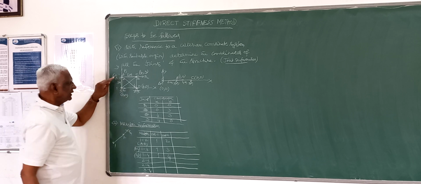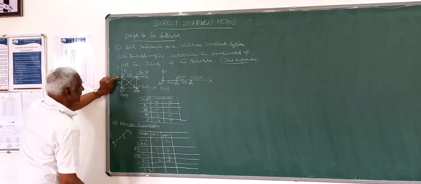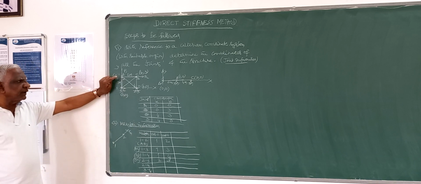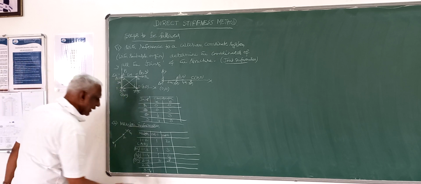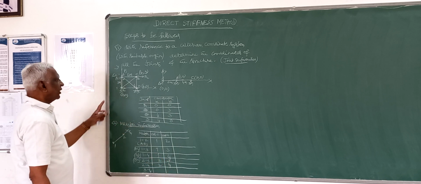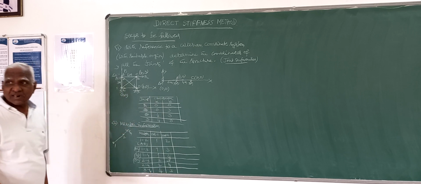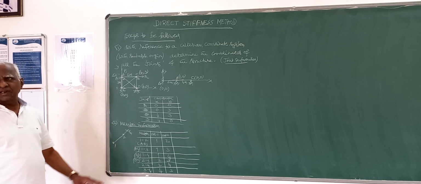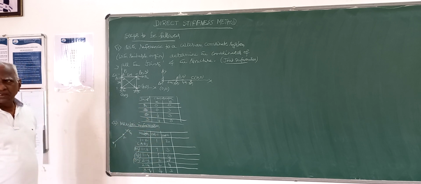For 2, 3, the N1 will be 2 and N2 will be 3. The 2, 3 is the BC member, so you can select N1 as 2 and N2 as 3. Likewise, for the 2, 4 member, you can select N1 as 2 and N2 as 4. And for 3, 4, you can select either 4 and 3, or 3 and 4. I told you, there is no rule. Anything you can select, but identify which is N1 and which is N2.